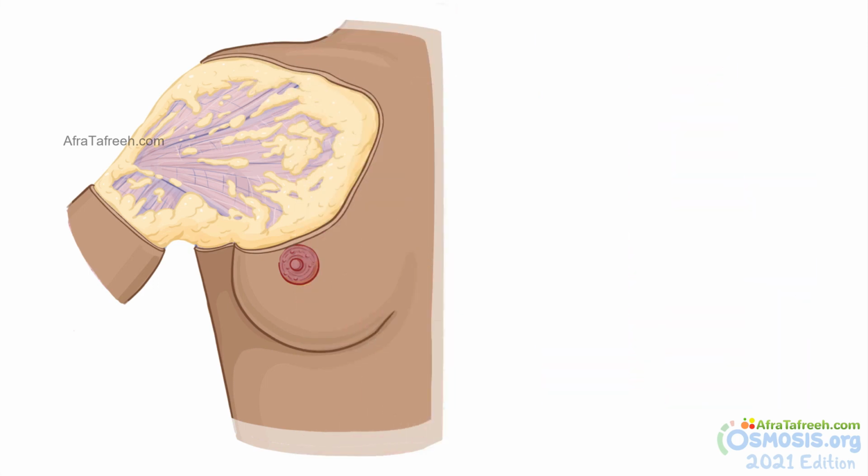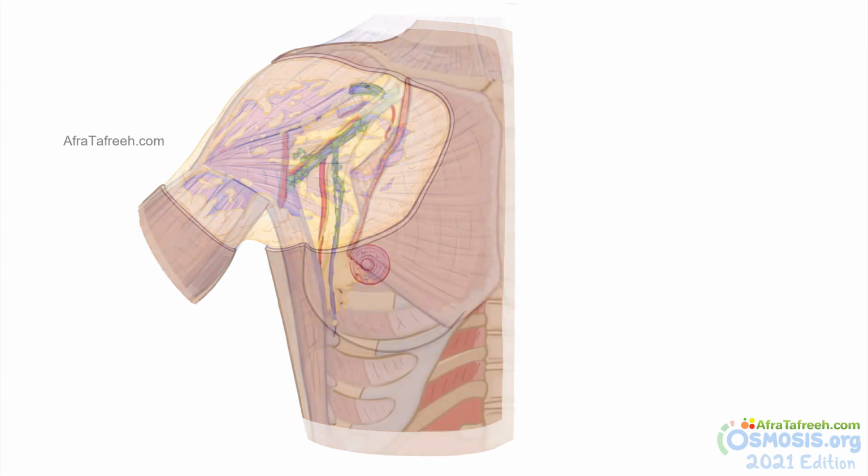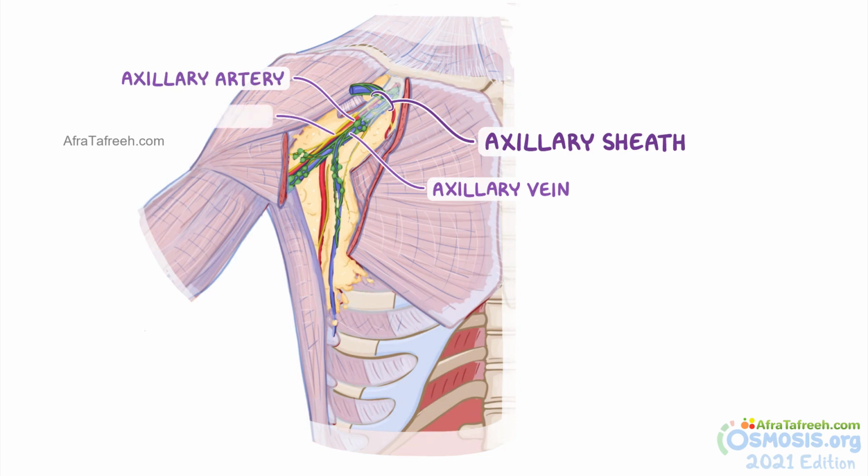Let's move on to the contents of the axilla. Right below the skin, there's a lot of fat and connective tissue. If you dissect deeper, you will see the axillary sheath that surrounds the axillary vein, which is the most superficial, as well as the axillary artery and the surrounding brachial plexus. The axilla also contains lymphatic vessels and axillary lymph nodes.